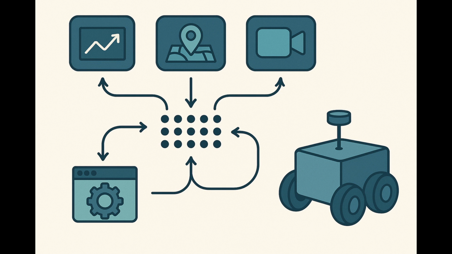ROS gives a way to organize tasks into small building blocks. It gives a communication system so that all parts of the robot can talk to each other.